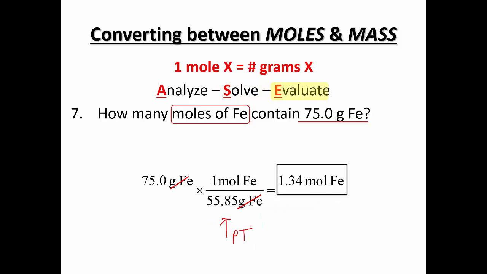So to look over and to box our answer there, in the end, 75 grams would be the same as 1.34 moles of iron. So we will stop here for now and finish up in class the other problems.